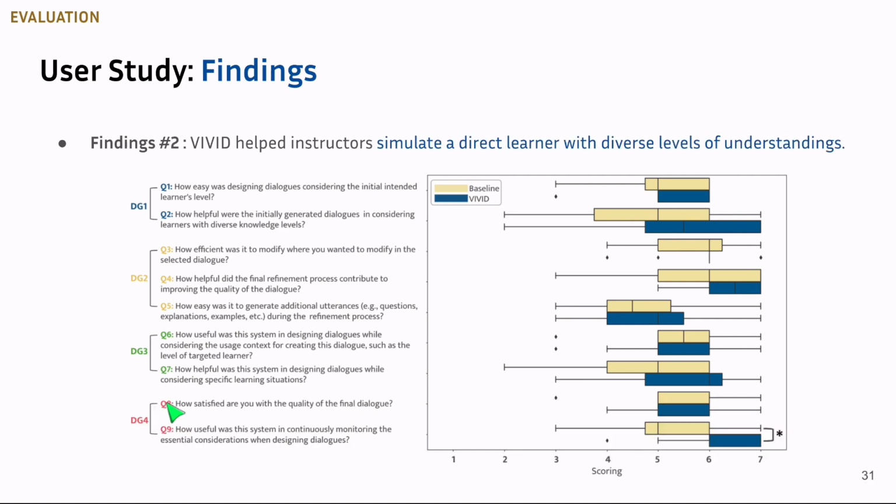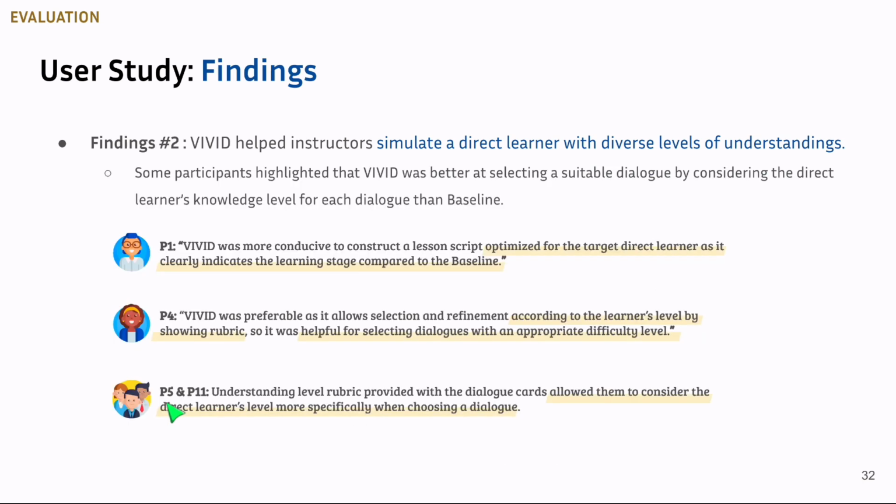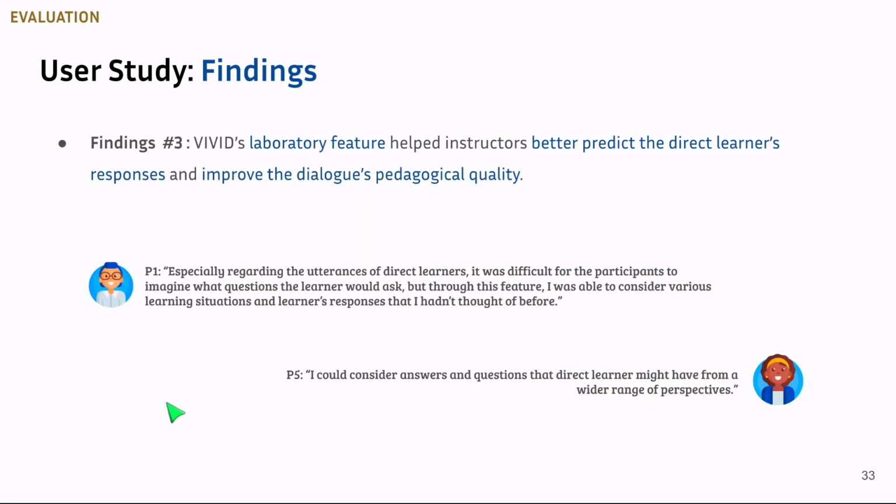Second, Vivid helped instructors simulate a direct learner with diverse levels of understanding. The difference in results of Q2 was not significant, but some participants highlighted that Vivid was better than the baseline at selecting a suitable dialogue by considering the direct learner's knowledge level for each dialogue.